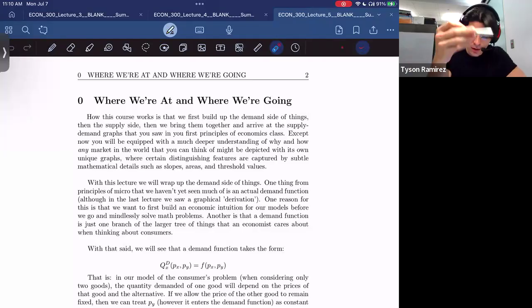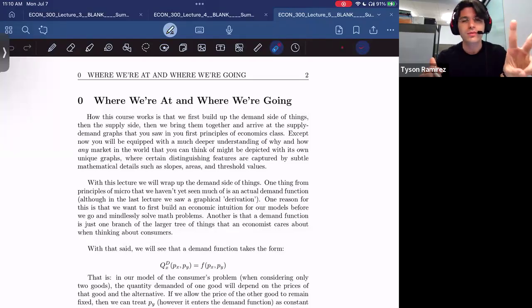Of course we're going to build up the demand side, the supply side of things, and bring them together. Except now we are equipped, after we finish this class, you will be equipped with a much, much deeper understanding of why and how any market in the world, it doesn't have to be businesses, it doesn't have to be beer and tacos or fruit stands or the stock market or financial economics or anything like that. Anything in the world, I should say, where you face scarcity and you're trying to maximize something can be depicted in this framework that we're trying to build up.